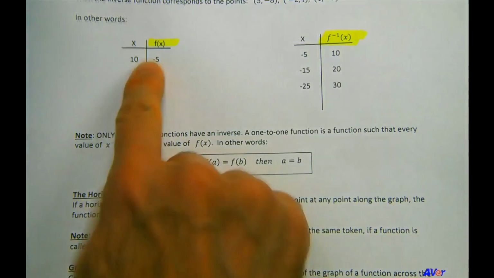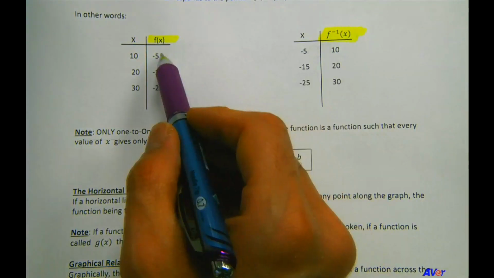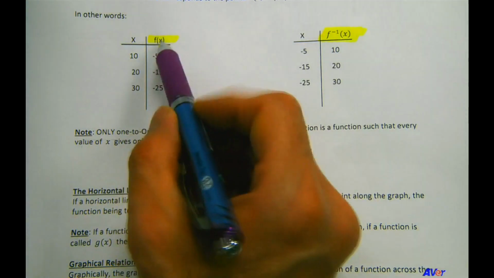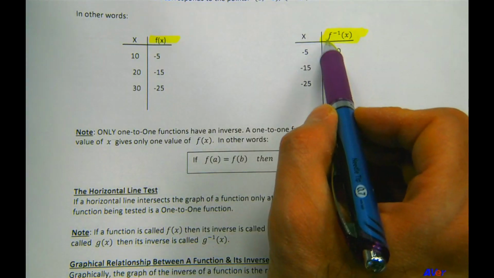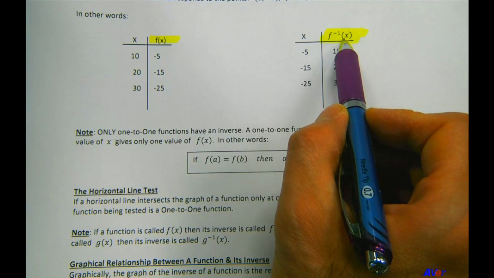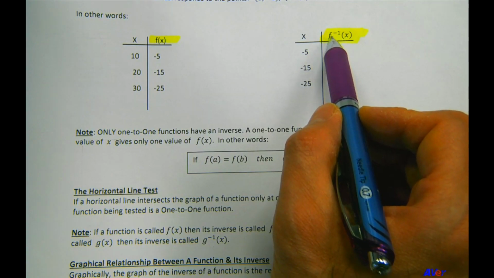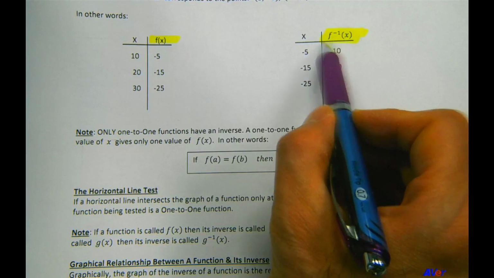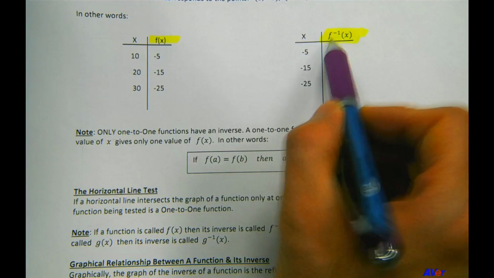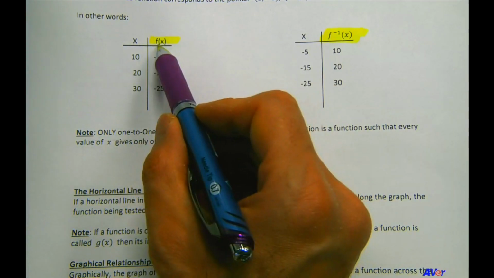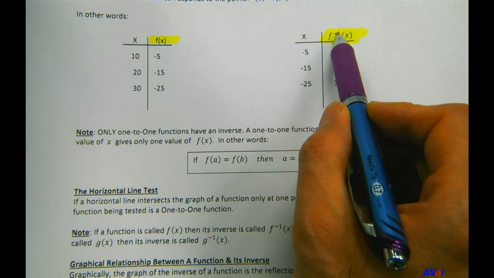If the original function, why not talk about it now, since it's right there on the screen, is called f of x, then the inverse of that function is called f inverse of x. This -1, I know it looks like a power, but it is not a power. It is just a name, a symbolic mathematical name for the inverse of the function f. So if the original function was called h of x, then the inverse function will be called h inverse of x.